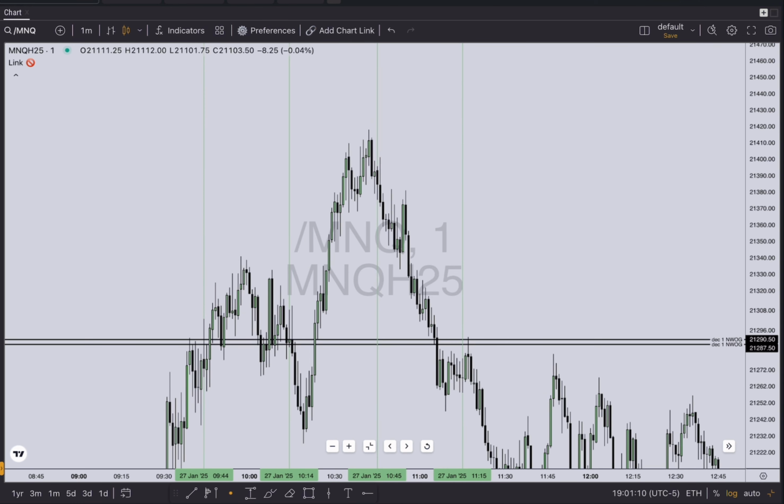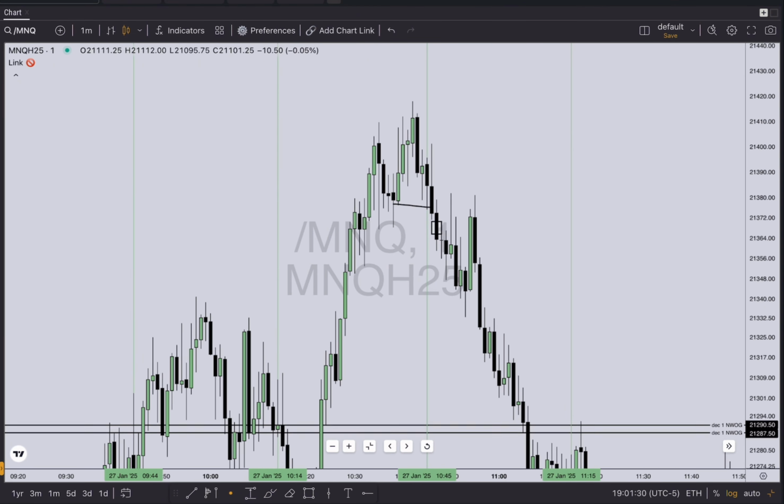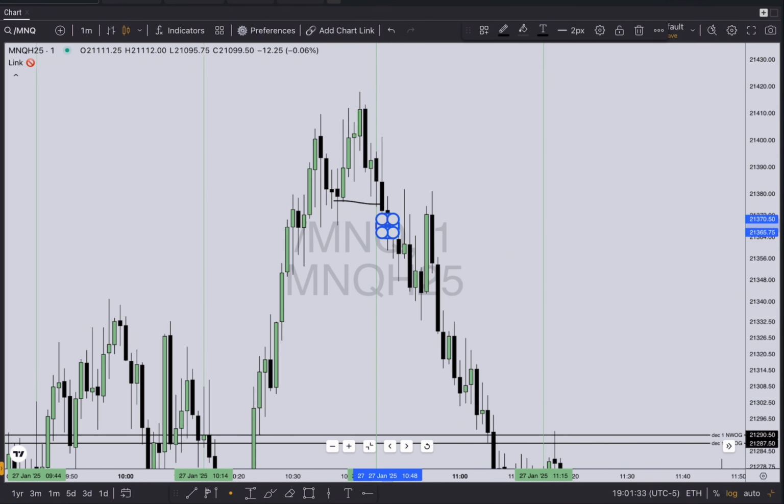Right here, we have a very nice breakout structure on the 1 minute chart. We have a high, a low, a higher high, and then we broke structure right here, right? So this is a breakout structure with a fair value gap. Where is that fair value gap? It's right here. So if we zoom in very nicely, we have a fair value gap right here. You guys can see it on the 1 minute. So this is a fair value gap, like so. Breakout structure on the 1 minute right here.